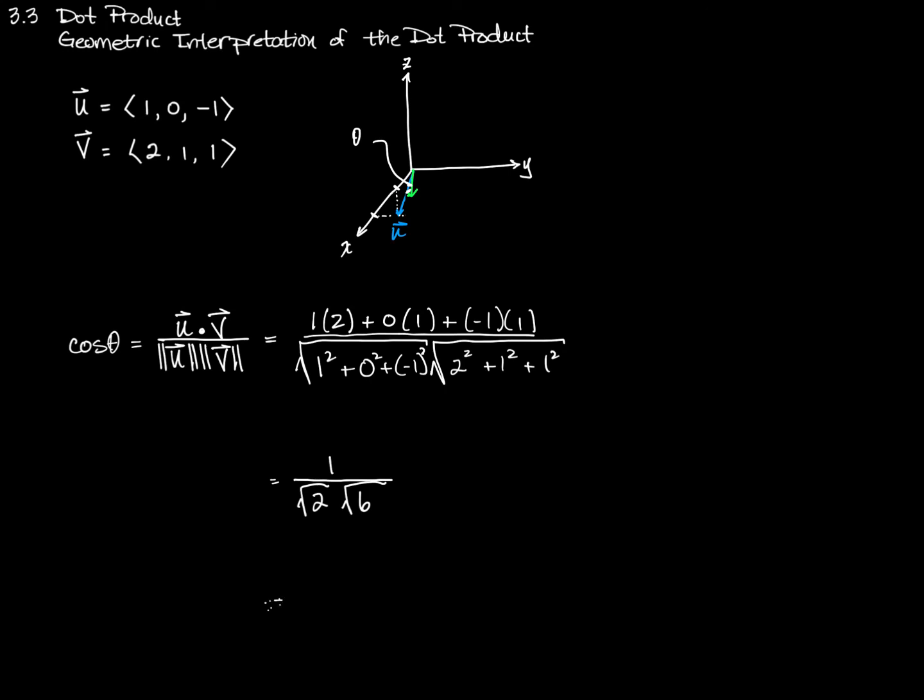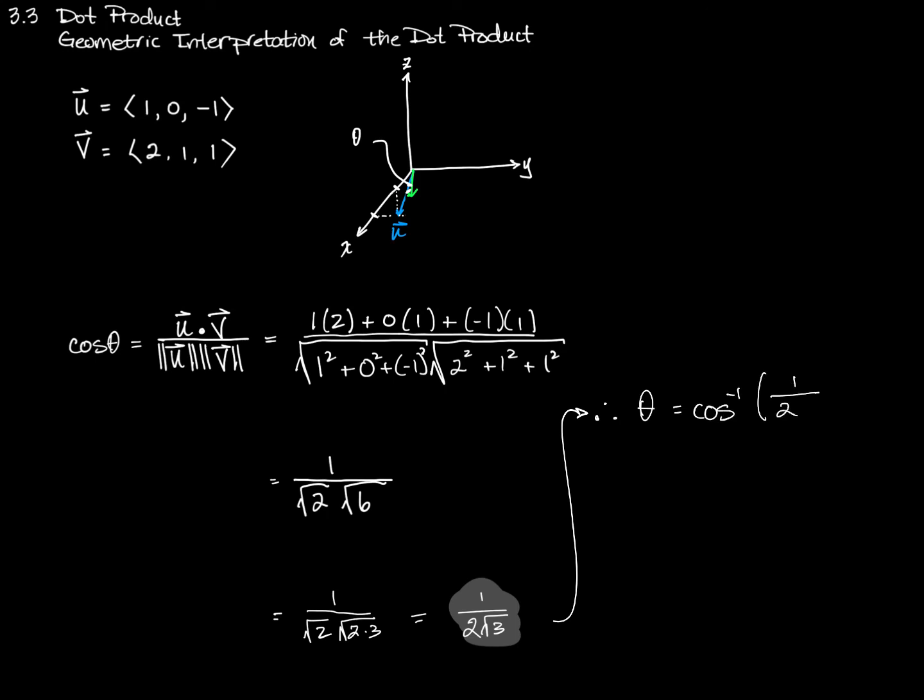So I have 1 over root 2 times root 2 times 3, which is ultimately 1 over 2 root 3. So that is the cosine of theta. Therefore, theta equals cosine inverse of 1 over 2 times root 3. And I'll just stick that in my calculator.